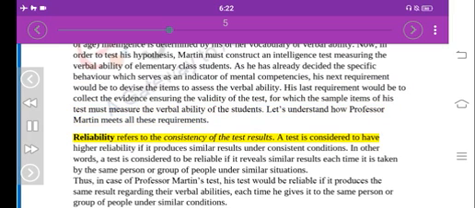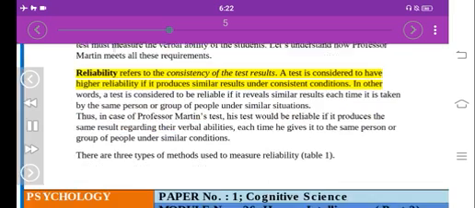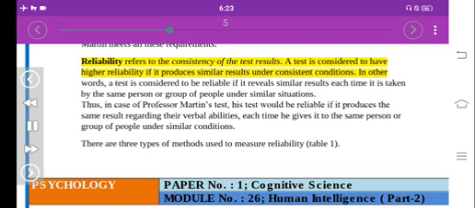Reliability refers to the consistency of the test results. A test is considered to have higher reliability if it produces similar results under consistent conditions.